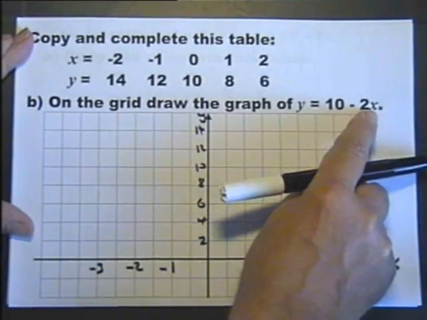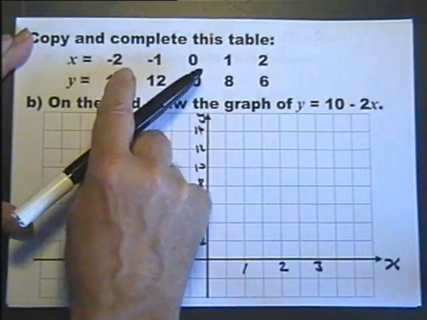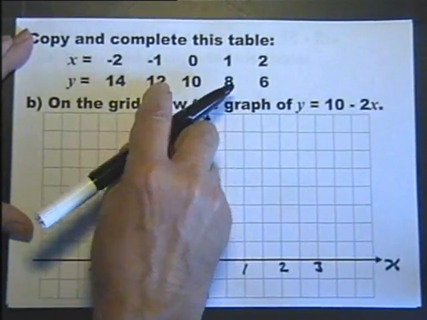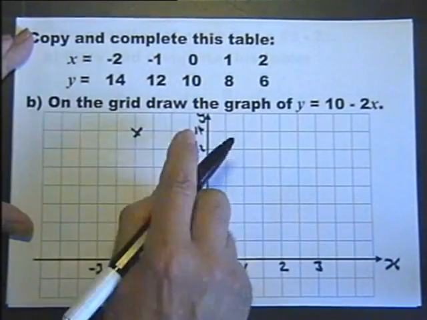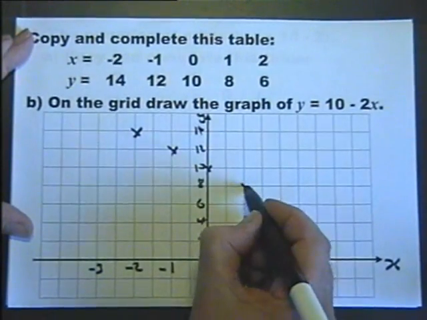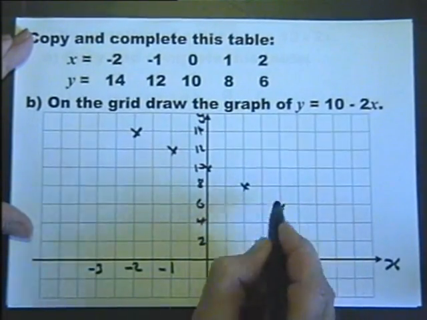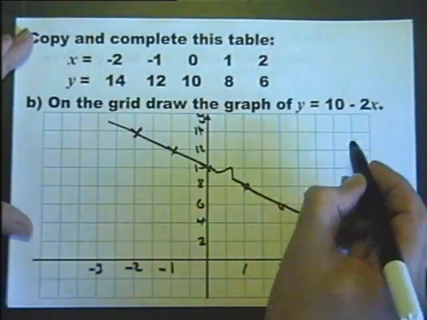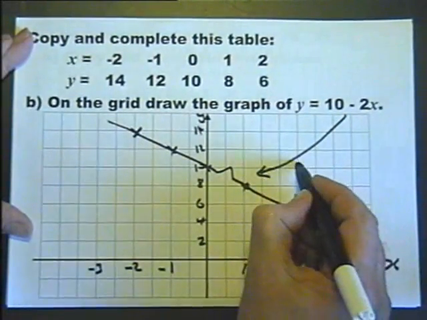Plot the points for this graph. x is minus 2, y is 14. x is minus 1, y is 12. x is 0, y is 10, x is 1, y is 8, x is 2, y is 6. Get a ruler and join them up with a nice straight line. And don't forget to label it.